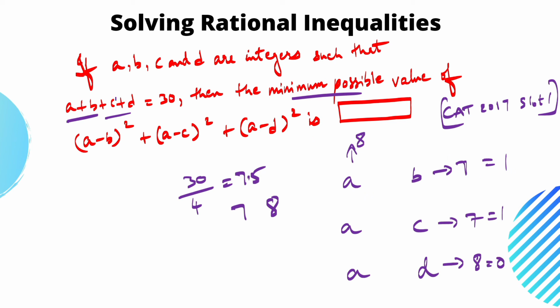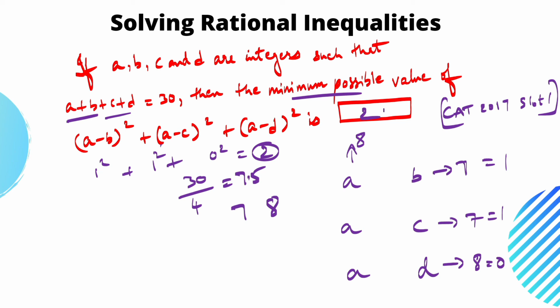So A minus B is 1. So 1 square plus A minus C. What is A minus C? It is 1. A minus D, 8 minus 8, this is equal to 0. So 1 square plus 1 square plus 0 square will be equal to 2.